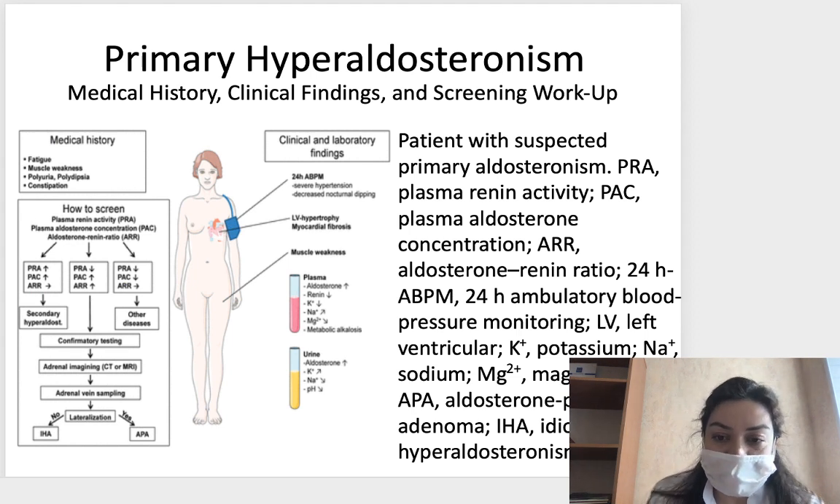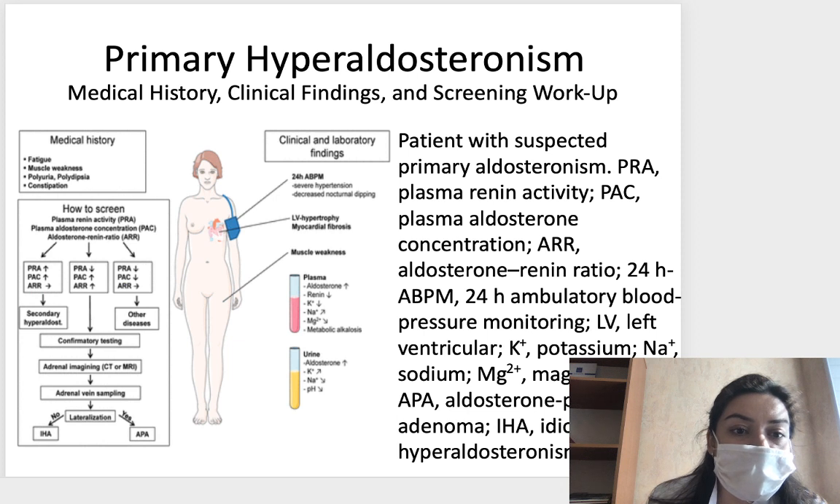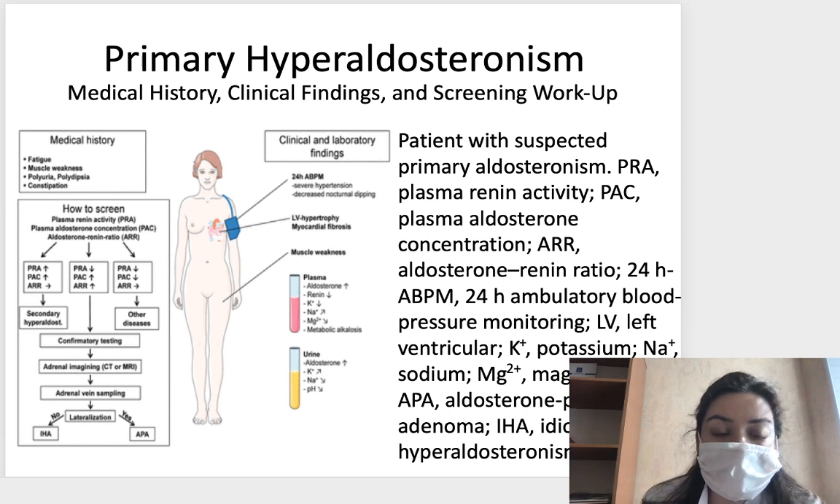and other visualization findings. In medical history, we usually can find fatigue, muscle weakness, polyuria, polydipsia, constipation. In clinical and laboratory findings, due to 24-hour ambulatory blood pressure monitoring, we find severe hypertension and decreased nocturnal dipping. During echocardiography, there is left ventricle hypertrophy.